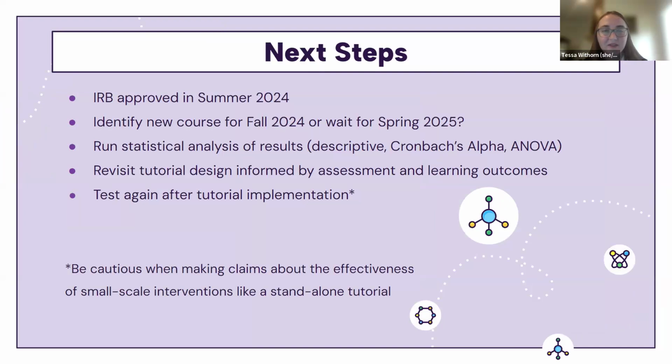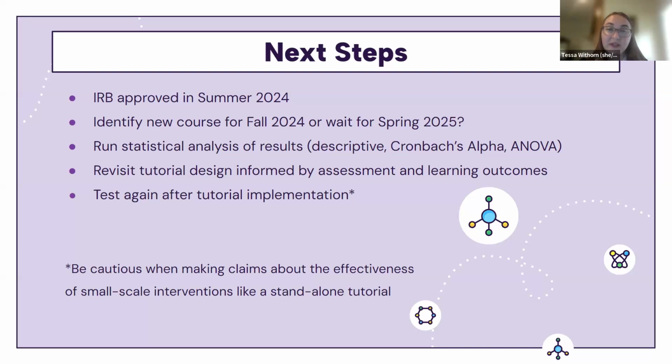So I haven't reached back out to the 242 instructors again, but I do think I might have to identify either a new course if I want to run the assessment in the fall, or wait for the larger number of sections of Biology 242 to be offered in the spring. I think I still could pilot it in the fall and get that larger sample in the spring. But again, it really depends on the instructors.